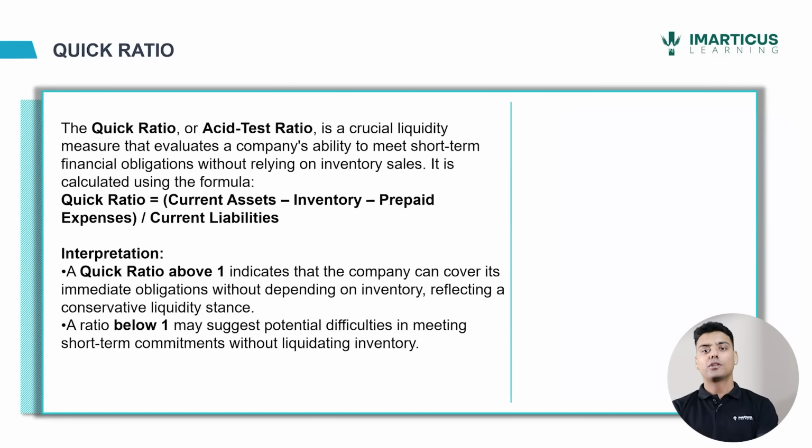Now, we come to the quick ratio. What is the quick ratio? The quick ratio is also called the acid test ratio. This tells us, does the company have enough money to pay off its liabilities without depending on inventory? Now, the formula for the quick ratio is total current assets minus inventory minus prepaid expenses, divided by current liabilities. Now, you might ask me, sir, why are you deducting inventory? Why are you deducting prepaid expenses?